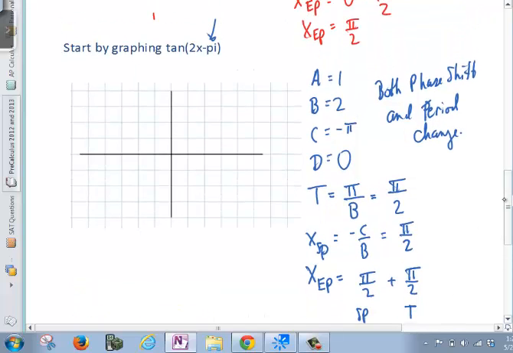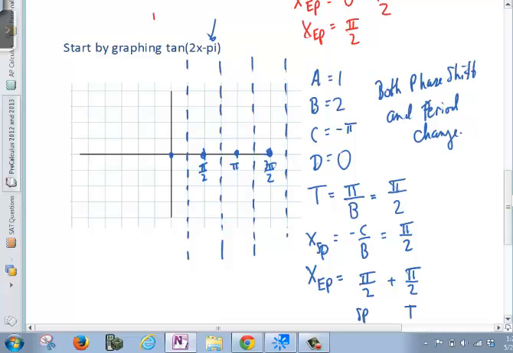So let's graph it. So we have our starting point is at pi over 2. So I'm going to make this to be pi over 2. This will be pi. This will be 3 pi over 2. So these points, this is where the function will repeat itself. In between there, we have our asymptotes. And then we draw our function.